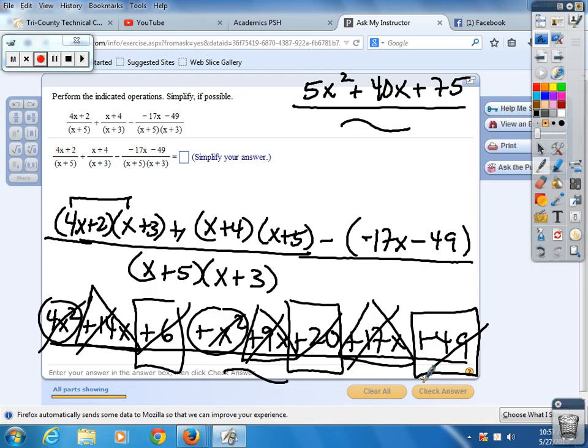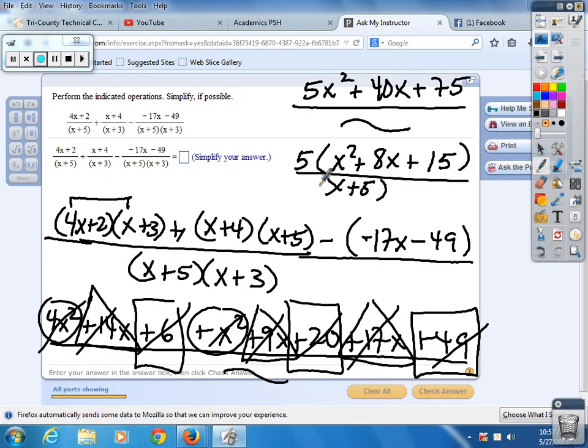All right, what's in common here? x squared plus 8x plus 15 over x plus 5 times x plus 3, and that comes out. So that's 5, and these two do what? And the answer is, as Banner would say, 5. I feel pretty smart. You feel good? I feel good.